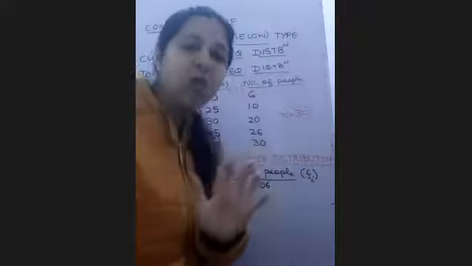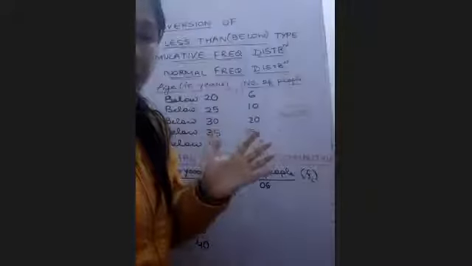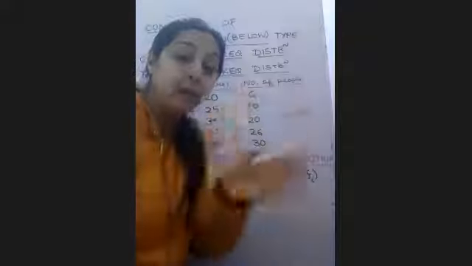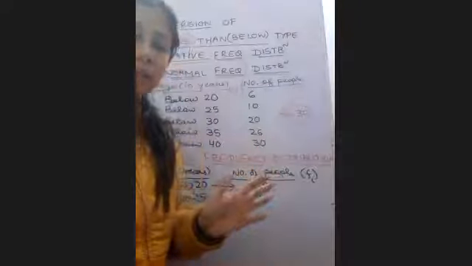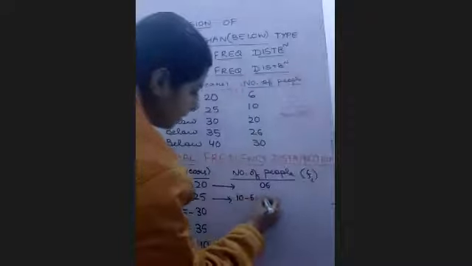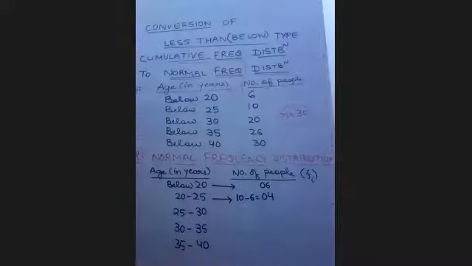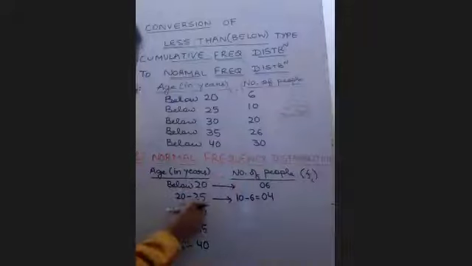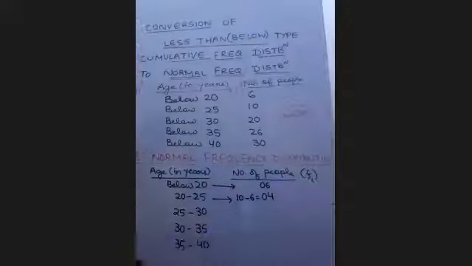So those 10 who were following me on the way, how many will still continue to follow me? Six. How many can go back to their respective class? Four. So how did we get four? 10 minus 6. Are you with me? So in the 20 to 25 interval, how many came? Four. Are you with me, children?